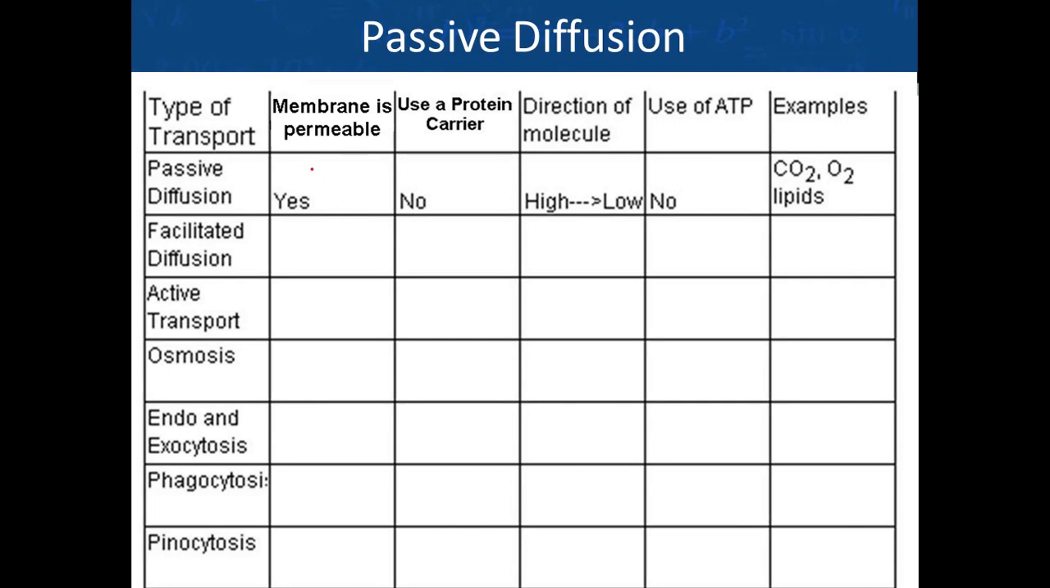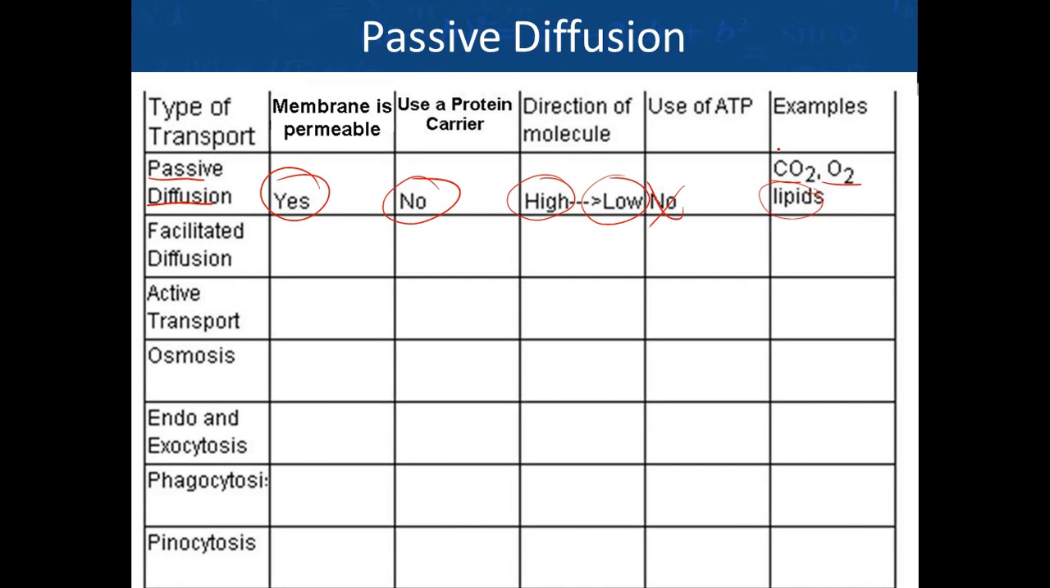So if we're looking at this little summary, if you will, in the case of passive diffusion, is the membrane permeable to the molecule? The answer is yes. Did we need a protein carrier? No, we did not. The direction of movement was from higher concentration to lower concentration, or higher free energy to lower free energy. Did we need ATP? No, we did not. Examples of molecules that can cross the membrane in this manner would include carbon dioxide, oxygen, and lipids.